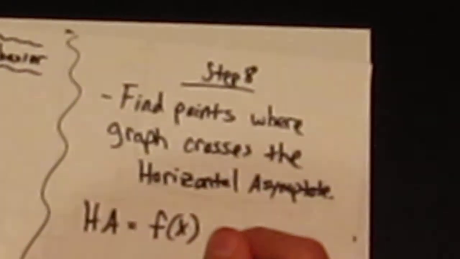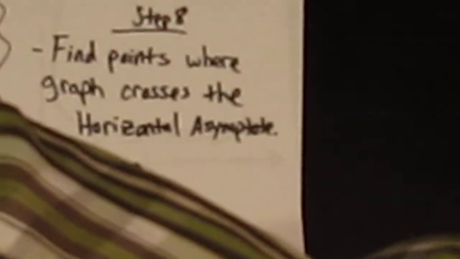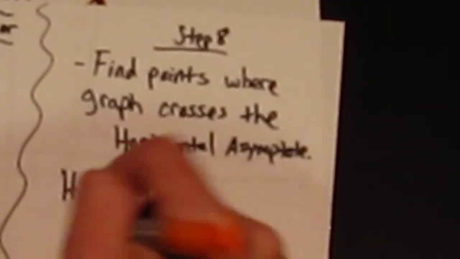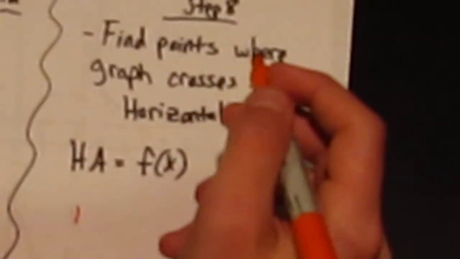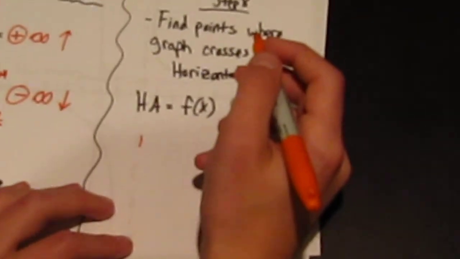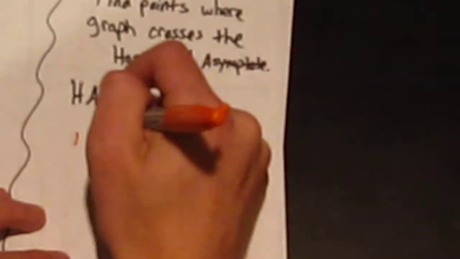And then step 8, you're going to find the points where the graph crosses the horizontal asymptote. So for this one, the horizontal asymptote would be, let me get my notes. I think 1. So, no, never mind. I think it's 2 over 1. No, I think the horizontal asymptote is 1. Yeah, never mind, it's 1.